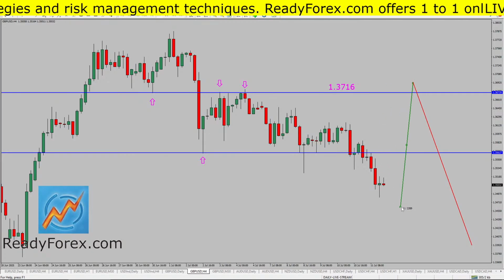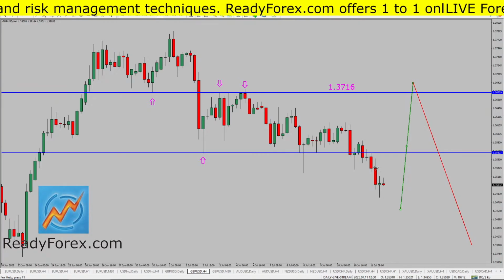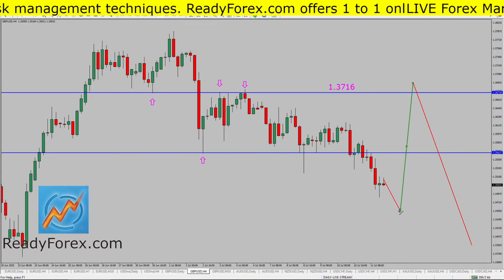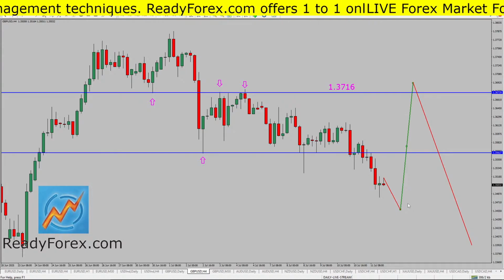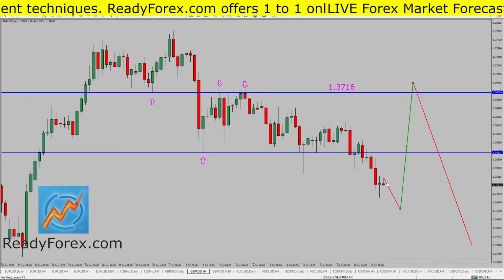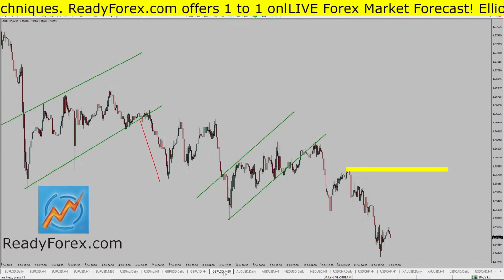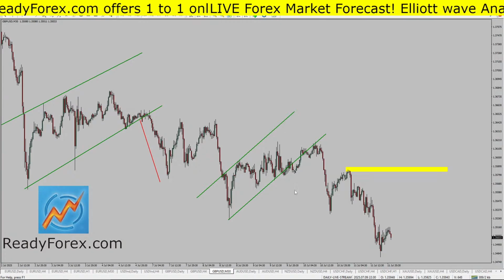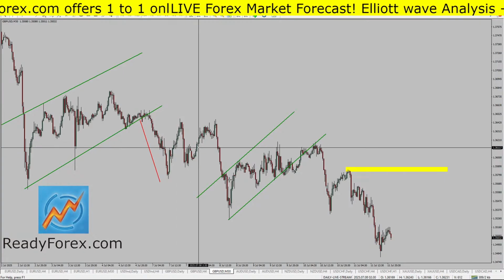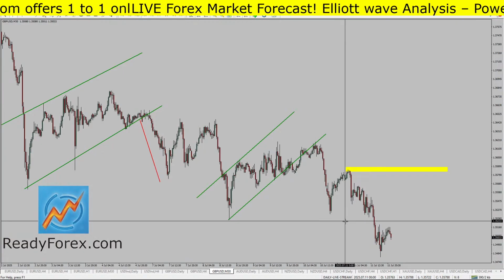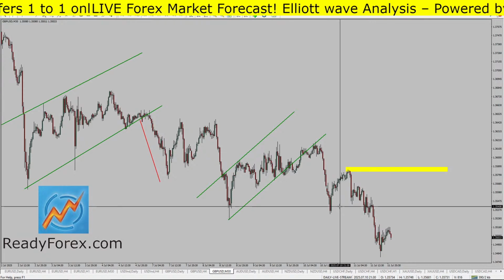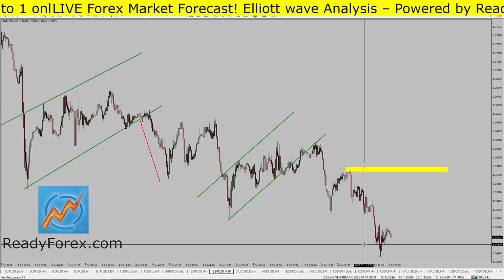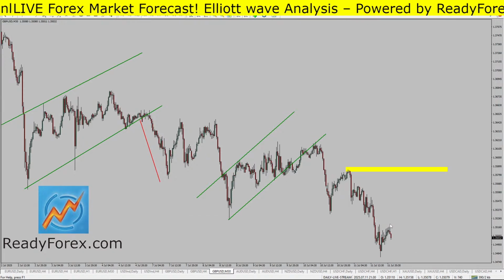So the way I see GBPUSD, it's going to drop more. It's not going to stop the decline. Sooner or later it's going to drop even further. If you check out the 30 minutes time frame, price action is printing lower swing highs and lower swing lows. So this looks to me like the market is going to drop even further.